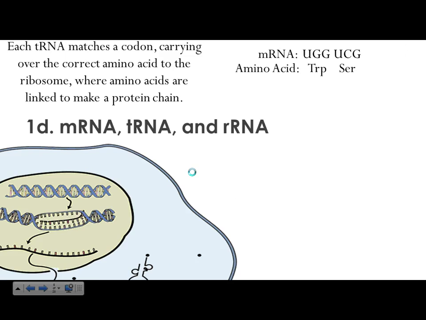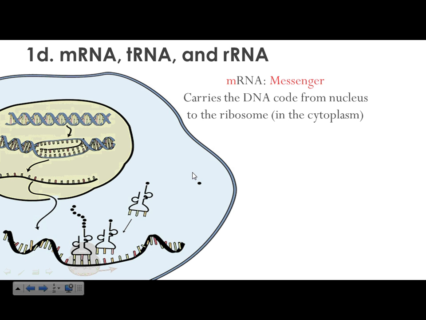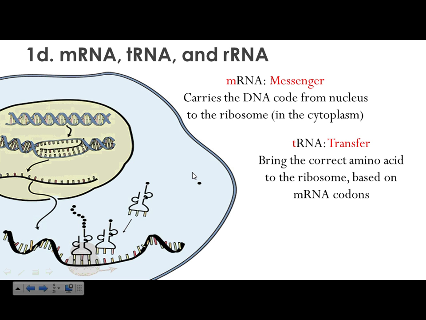Next is about the role of mRNA, tRNA, and rRNA. And if you understand what these things do, then you understand protein synthesis. So mRNA is what we call the messenger RNA. And the reason we call it that is because it's carrying DNA's message. It's carrying that code from the nucleus out to the cytoplasm so protein synthesis can occur. tRNA is the transfer RNA. Its job is to bring the correct amino acid to the ribosome. We know which one is correct because it has an anticodon that matches the codon of mRNA, and it brings the amino acid.